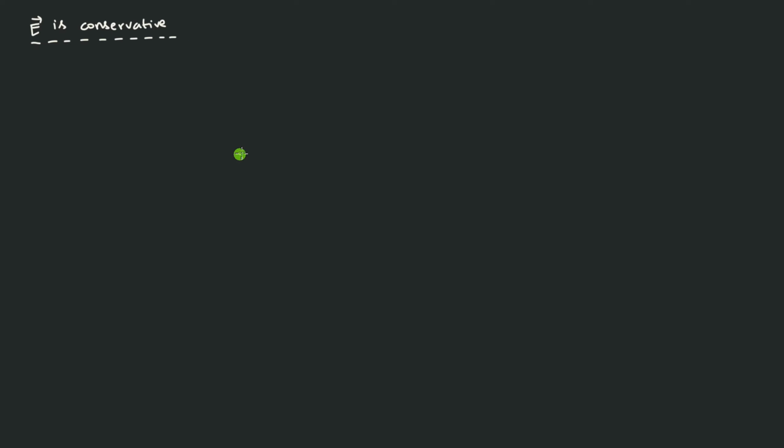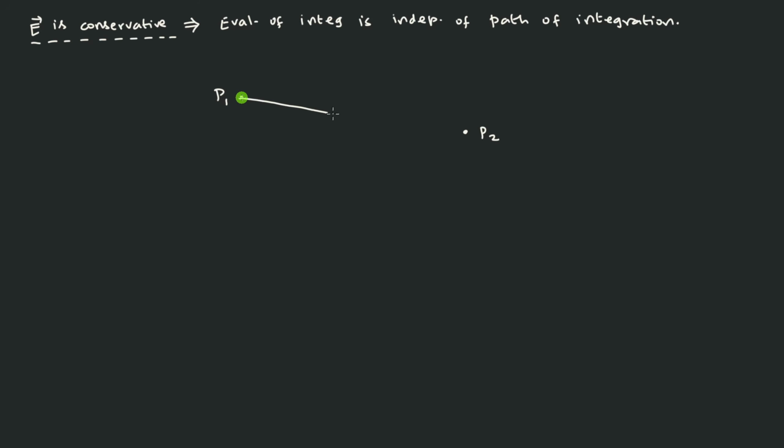The idea here is the meaning of the electric field being conservative. What is the practical meaning? The meaning is that the evaluation of the integral is independent of the path of integration. So that means when you have a point P1 here and another point P2 here, the original question paper says that you evaluate along the straight line. That is what the original question paper says.